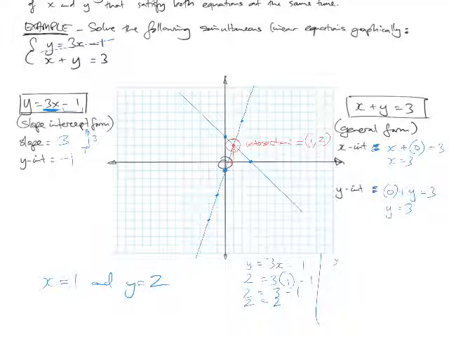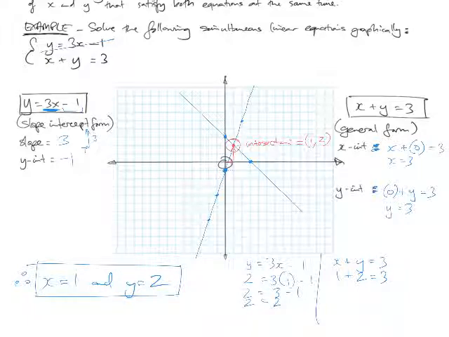Now x plus y is equal to 3. Is that true? Well, x is 1 plus y is 2. 1 plus 2 is indeed equal to 3, so we've double checked that. Therefore, the solution is x is equal to 1 and y is equal to 2.